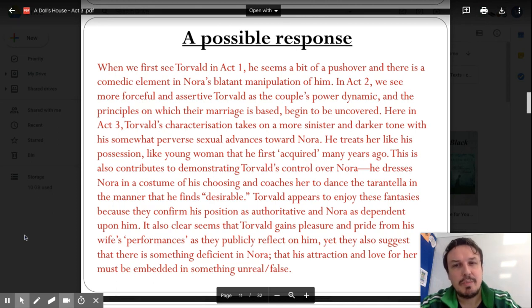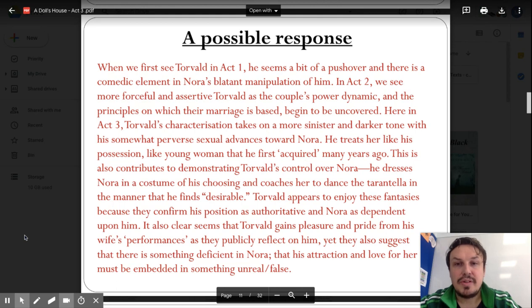In Act 2, we see a more forceful and assertive side to Torvald. So although Torvald is quite a static character, and not very dynamic compared to someone like Nora, of course, or Krogstad, we do see some subtle changes in his characterization that are important to track.